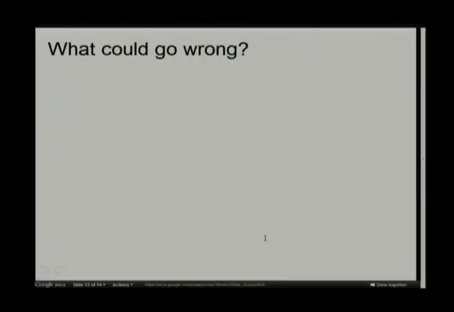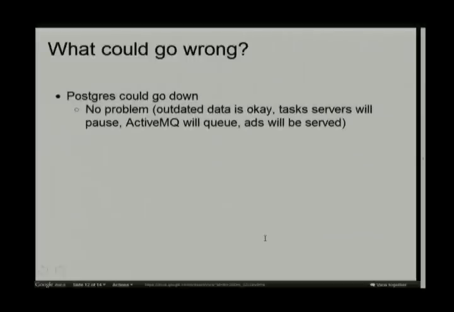All right. So what could go wrong? Turns out just about everything. Postgres could go down, but we're okay. Postgres goes down, then we stop writing to Postgres. Our task server stops running, and the queue just fills up. That's not a problem. We bring Postgres back up, we turn the queue back on, and we get back up to date.